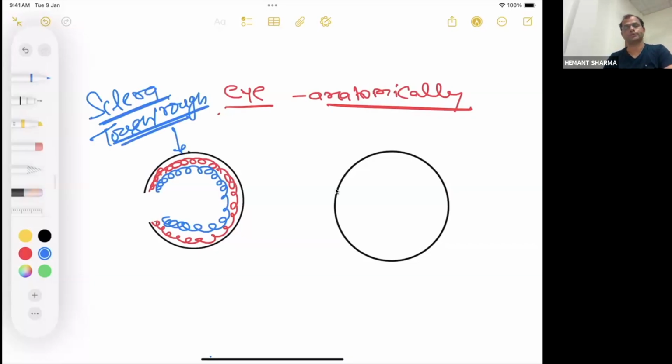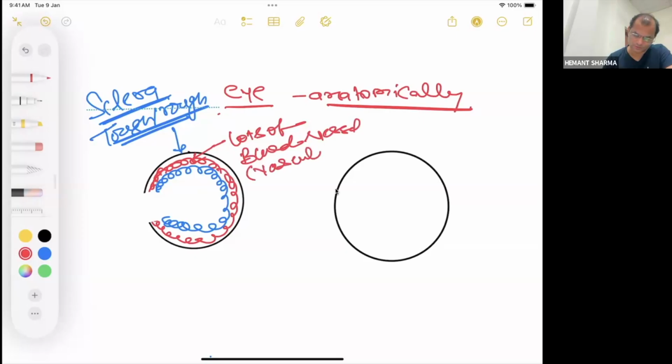ये सबसे बाहर की जो लेयर होती है वो टफ होती है, हार्ड होती है. Then the middle layer is having lots of blood vessels. Lots of blood vessels means it is very vascular. जो मिडिल की लेयर होती है बहुत ही vascular होती है with lots of blood vessels. Sometimes we see bleeding in the eyes because of this. This is called choroid. इसे हम क्या कहते हैं? Choroid कहते हैं.